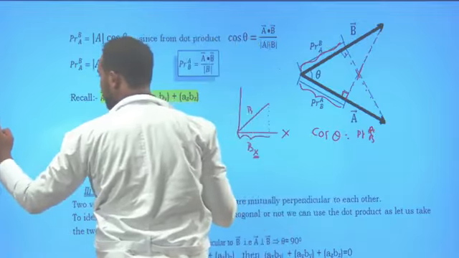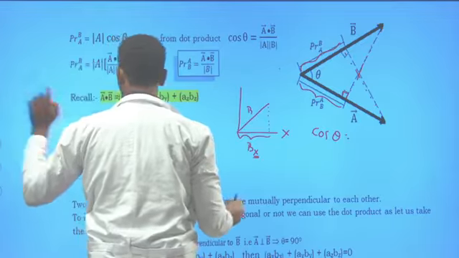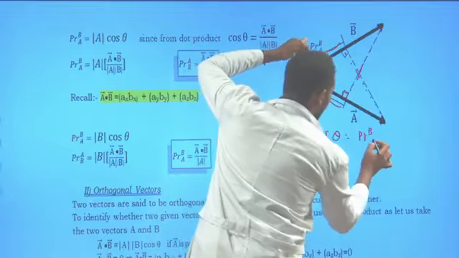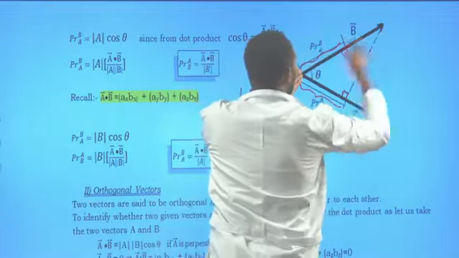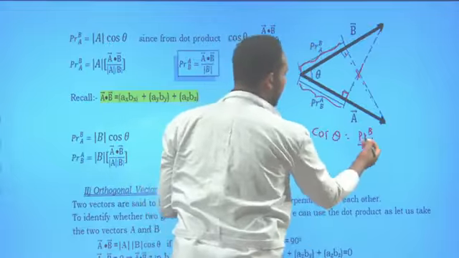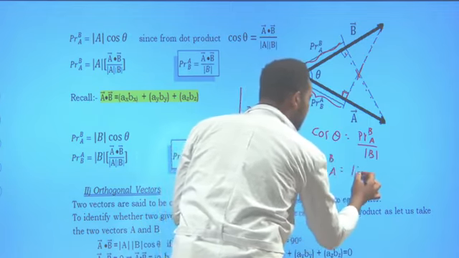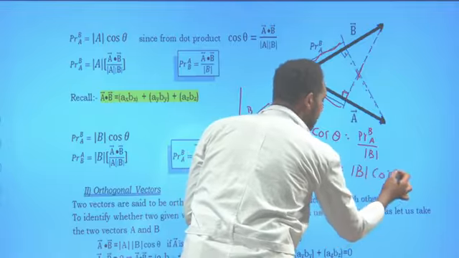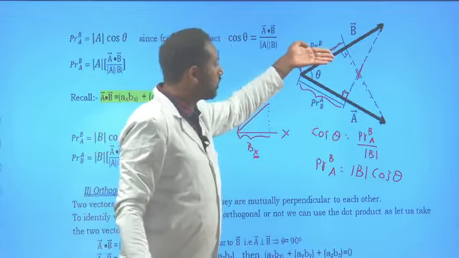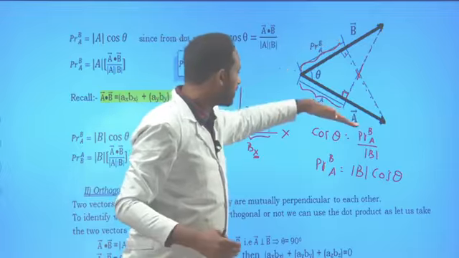The projection of vector b, this is the vector b, onto a, over the magnitude of vector b. Okay? When you cross-multiply, it's possible to find the projection of vector b onto a as the magnitude of vector b cosine of theta. The same is true, it's possible to find the projection of vector a onto b. That means the distance from this to this is known to be the projection of vector a onto b.